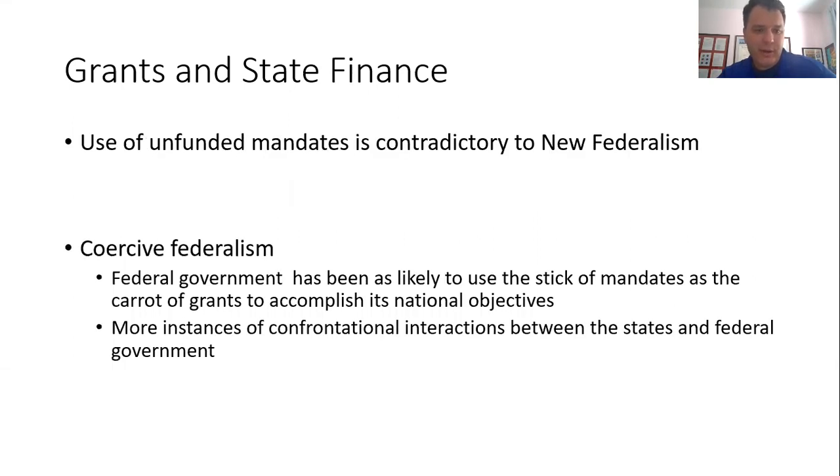So you have coercive federalism, which the book talks about. Basically, the government uses the stick of mandates versus the carrots of grants. So look, either you do this, or I'm going to, you know, you can either raise your drinking age, or I'm going to cut federal money, right? And so that creates this confrontational interaction between federal and state governments on different ideas.